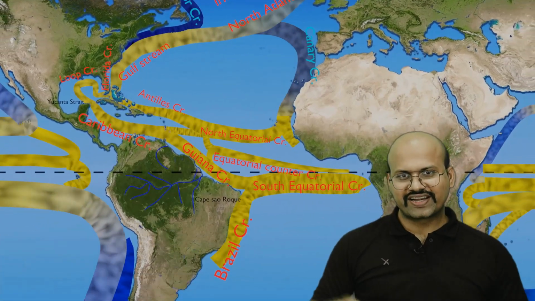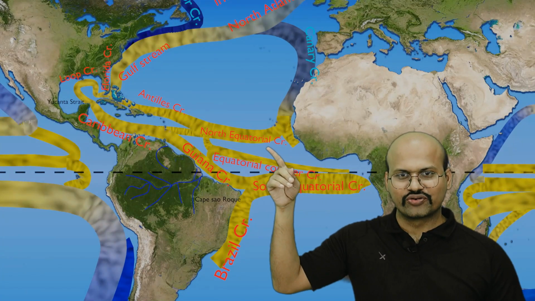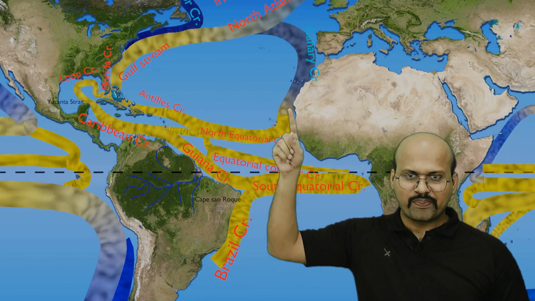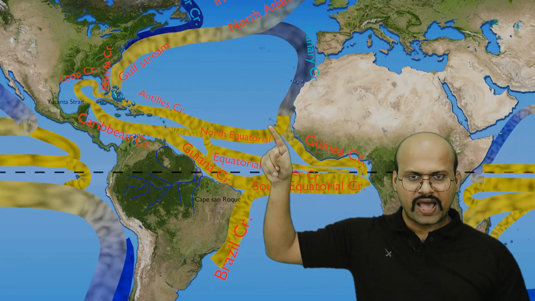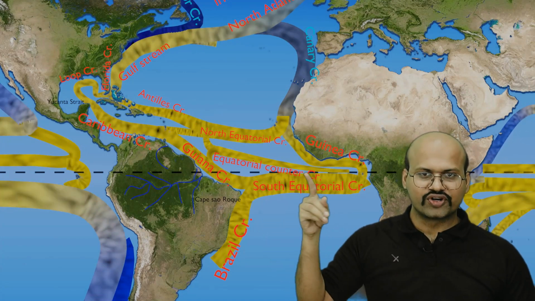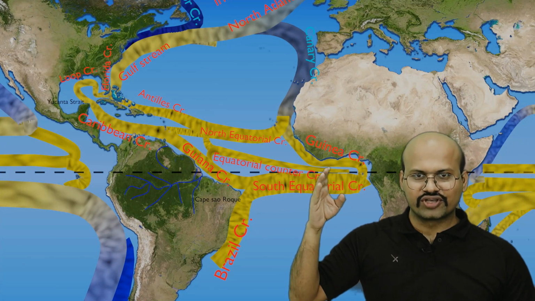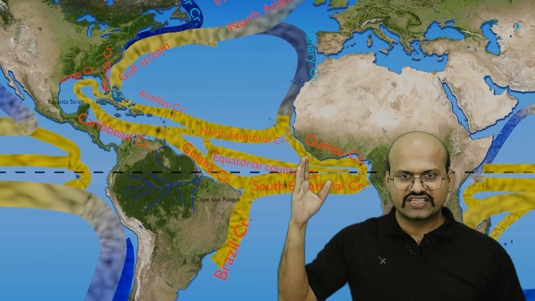Now here we can see that the Canary Current moves further south. Near Senegal it meets the North Equatorial Current, which we already discussed. But a part of this Canary Current flows parallel to the coast of Africa, and it meets the Counter Equatorial Current. So this is again a warm current because it is flowing in the equatorial waters, and it carries warm water.